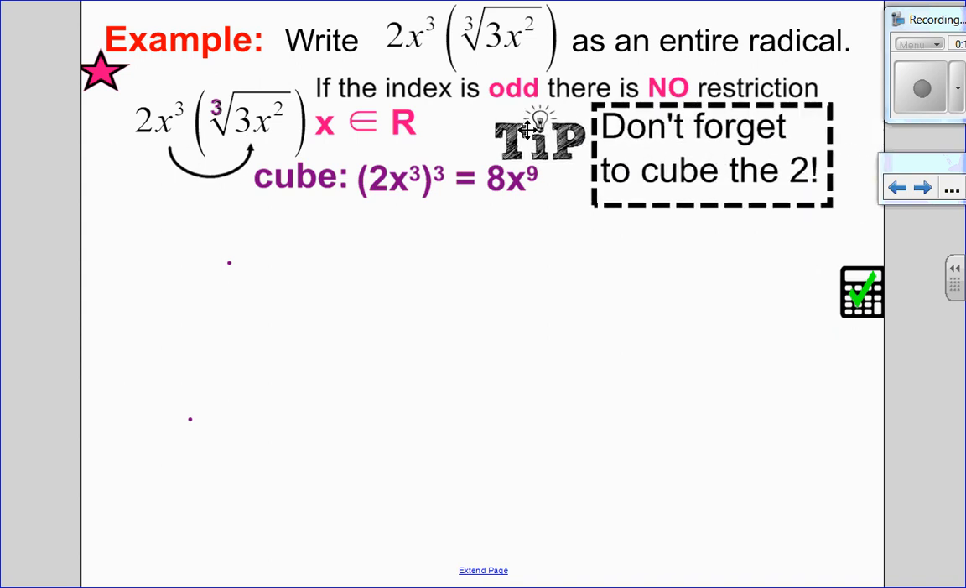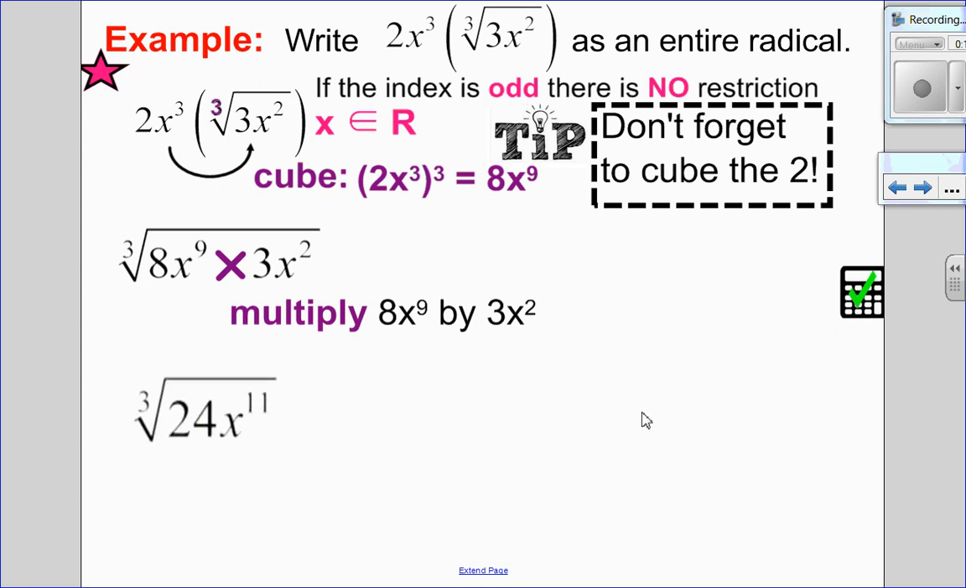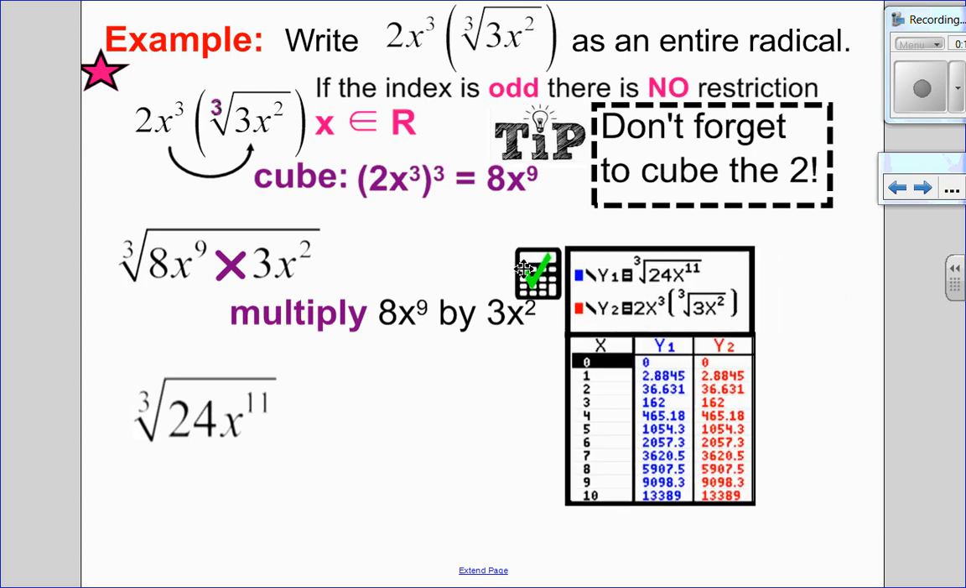Now my tip here is don't forget about the 2. So 2 is cubed to get 8, and x cubed is also cubed: 3 times 3 is 9. So once I've done that, what do I do with the 8x exponent 9 and the 3x squared? Well, I multiply those together. So in my final answer, 8 times 3 and x exponent 9 times x squared, 24x exponent 11, the cube root of that.